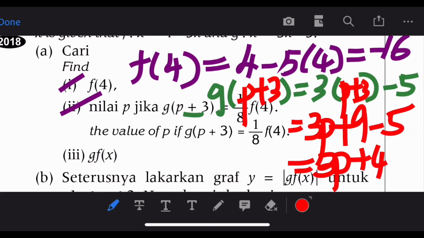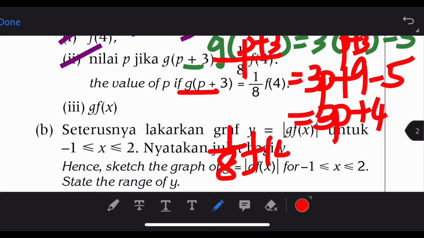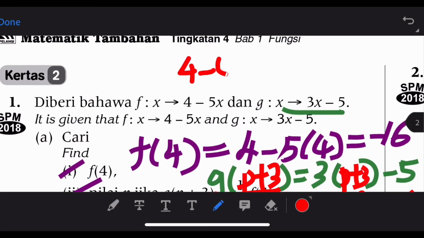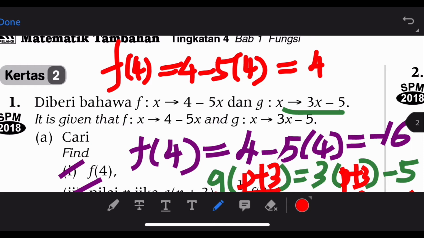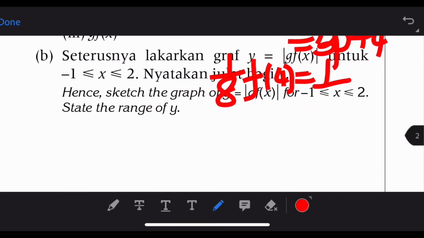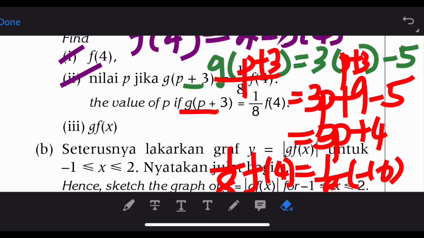So in order to do well in additional maths, you need to always keep on practicing. So I have found this already: 1 over 8 f(4). What's my f? 4 minus 5 times 4, this is f(4). So I will have 4 minus, from just now the answer, which is negative 16, 1 over 8. So I'm going to multiply 1 over 8 by negative 16, which is negative 2, right? After I got negative 2, then I will put it back here.